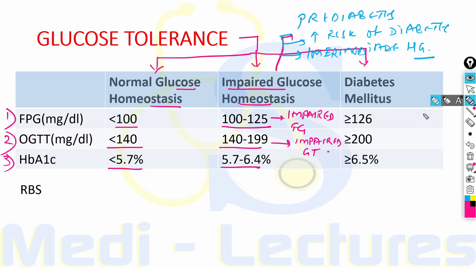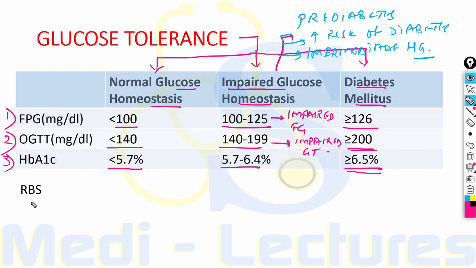Now coming on to the diagnosis of diabetes mellitus, it is diagnosed when the fasting plasma glucose is more than or equal to 126 milligram percent, blood sugar after 2 hours of oral glucose challenge is more than 200 milligram percent, and HbA1c is more than or equal to 6.5%.